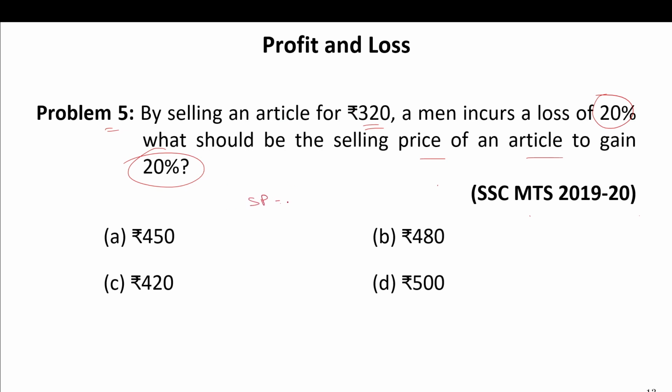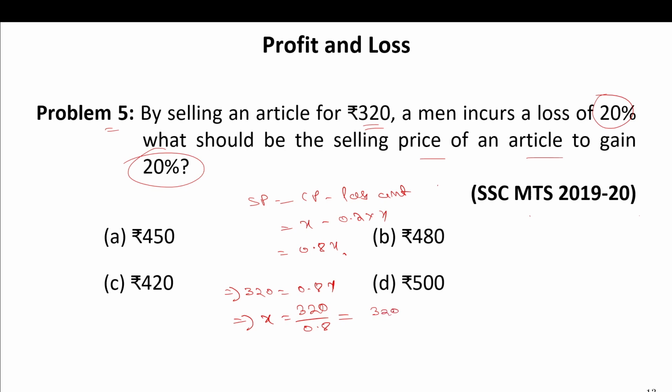Okay. So SP is equal to what? CP minus loss amount when loss is involved. So CP is equal to let X and loss amount will be 0.2 into X. This will be 0.8X, right? So given that SP is given to us, right? So 320 is equal to 0.8X. So this implies that X is equal to 320 by 0.8. Okay. So this is equal to what? So 320 into 10 by 8. So this is 40.